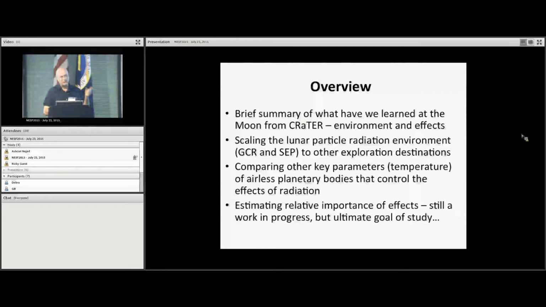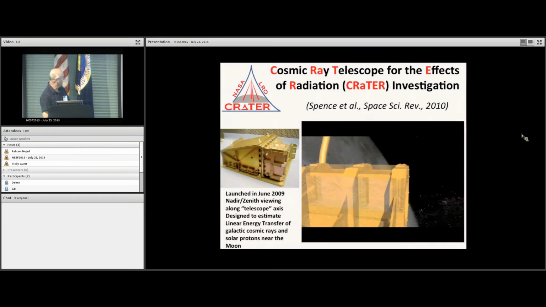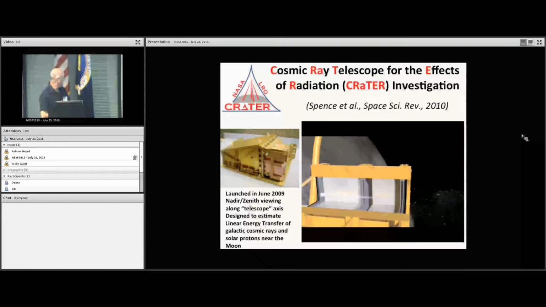And then, of course, when you go to other destinations, you have to look at other properties of that body, because in some cases that controls the process that's of interest. In particular, I'll look at temperature. And then, even though I won't quite get to it by the end of this talk, it's still a work in progress. What I really aim to do ultimately is to estimate the relative importance of these effects at the other bodies.